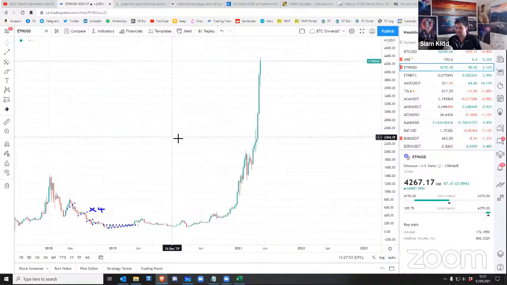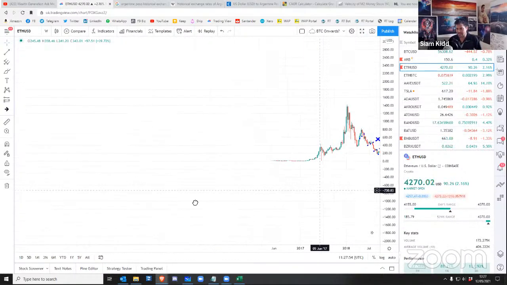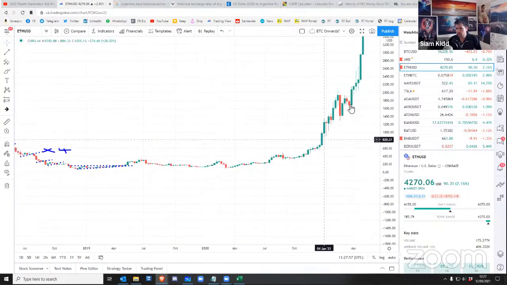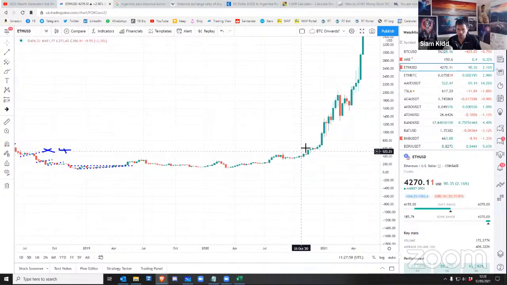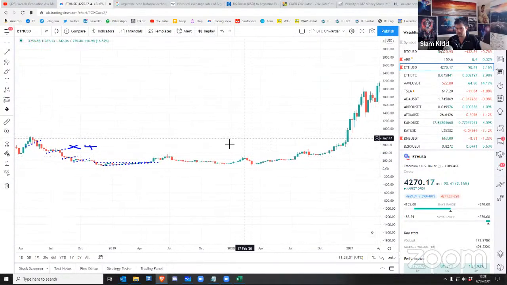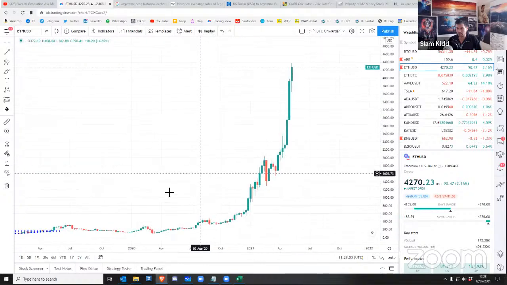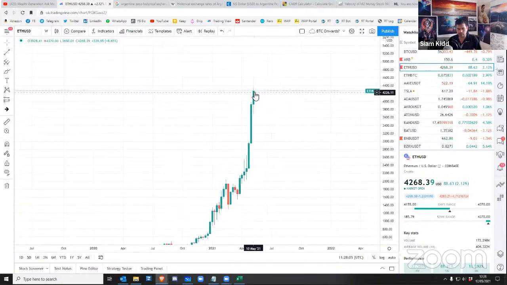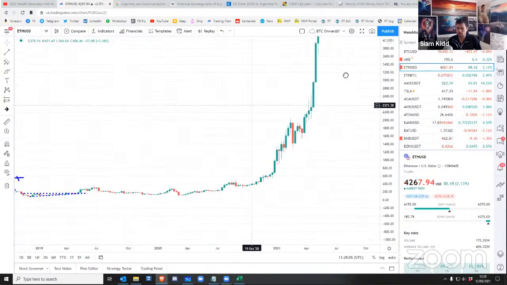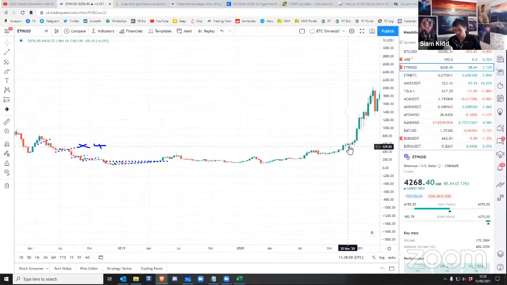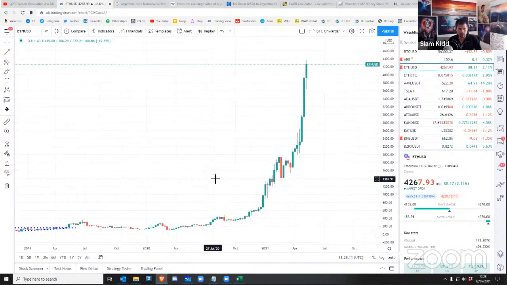But let's look at Ether. Let's say I had that rebalancing mentality. You would have completely phased out all of your Ether holdings by the time it got to 2000. And then look what happened. It's now 4,200 or whatever. And meanwhile, you would have rebalanced into other coins, which haven't done as well. So that's why I personally don't like rebalancing.